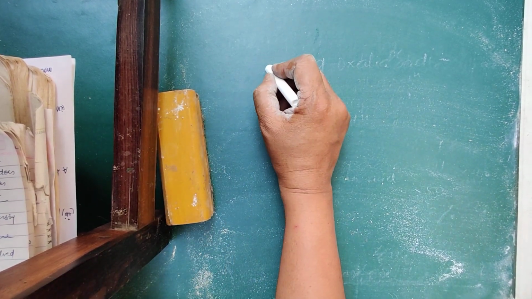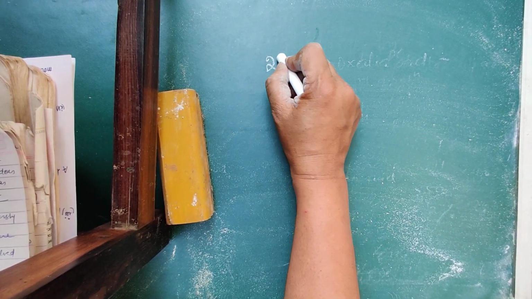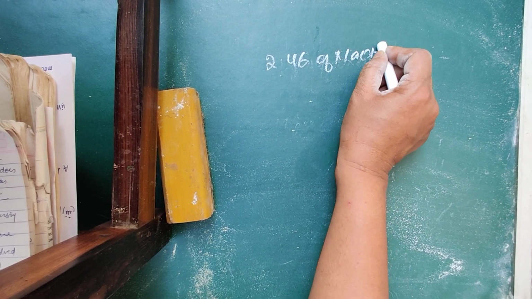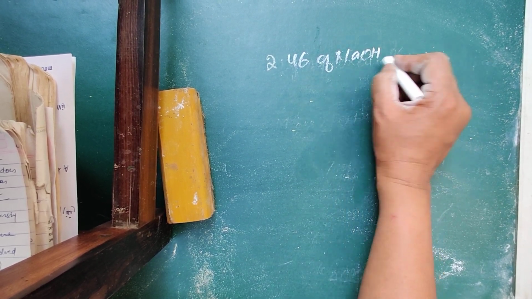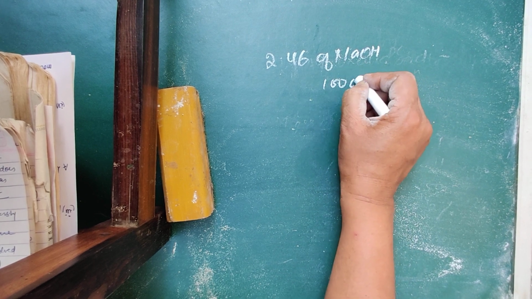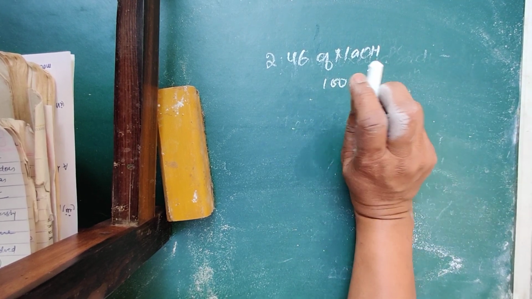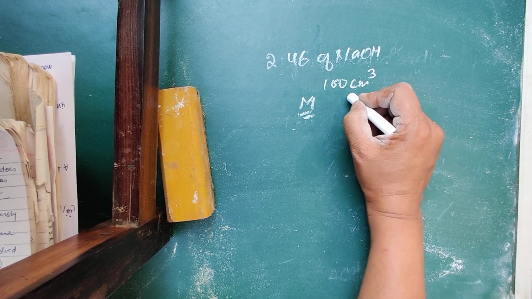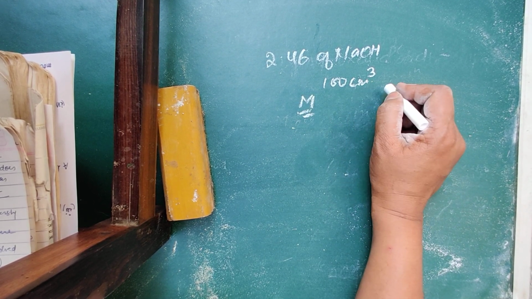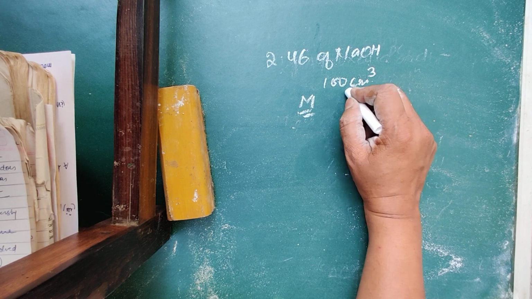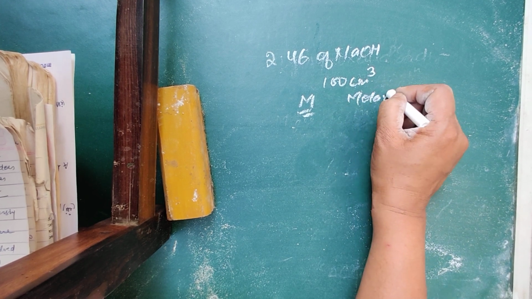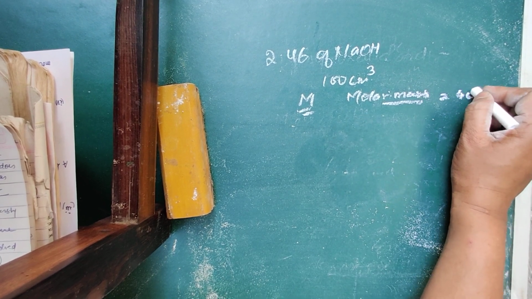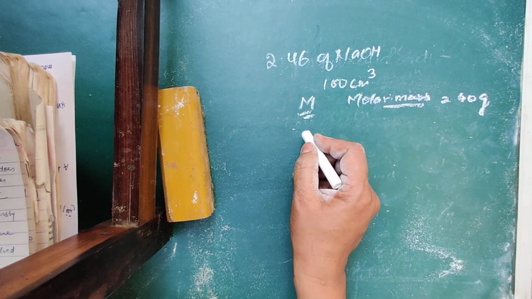Molarity. Suppose it is given 2.46 gram of NaOH is dissolved in water and the solution is made to 100 centimeter cube in a volumetric flask. Calculate the molarity. You have to find out the capital M. So for this, you have to find out the molar mass of NaOH. You can calculate, and it will be equal to 40 gram.